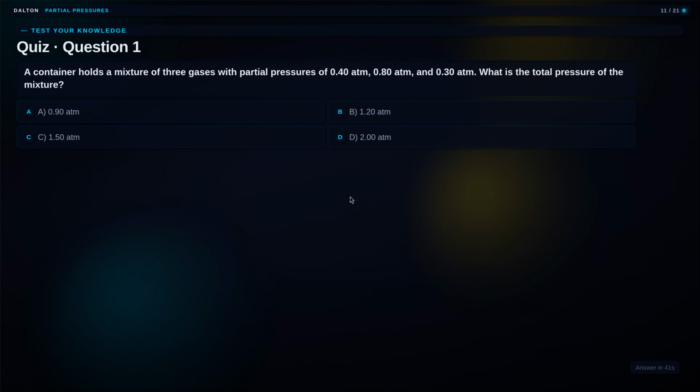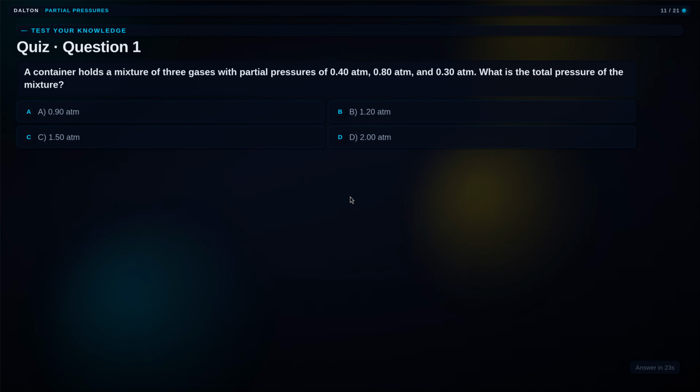The 4 options are A. 0.90 atmospheres, B. 1.20 atmospheres, C. 1.50 atmospheres, or D. 2.00 atmospheres. Pause and think about your answer. The correct answer is C.